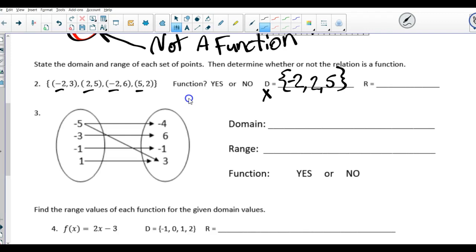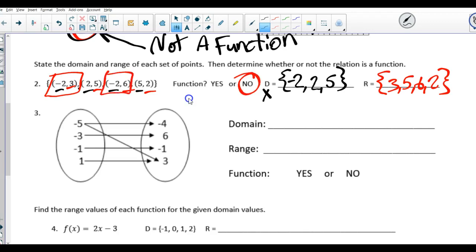The range, we'll switch to a different color: 3, 5, 6, 2. Is this a function, yes or no? I noticed that -2 pairs up with 3 and -2 pairs up with 6. I'm going to say no, it's not a function because of the -2.